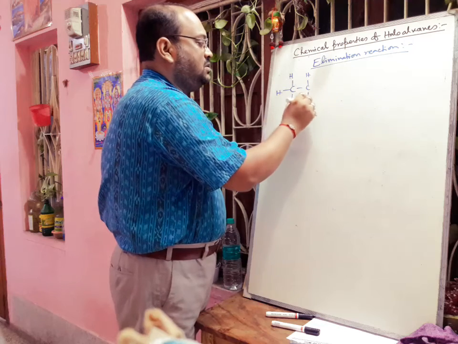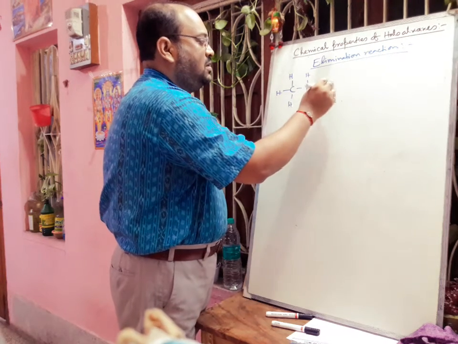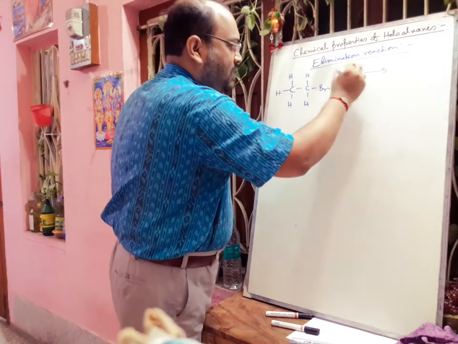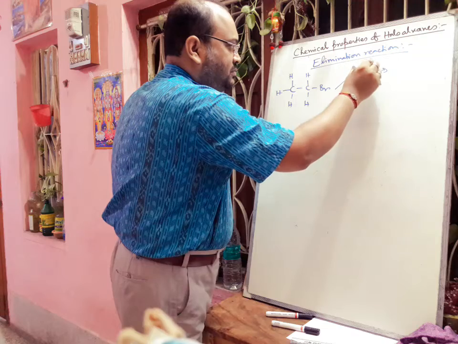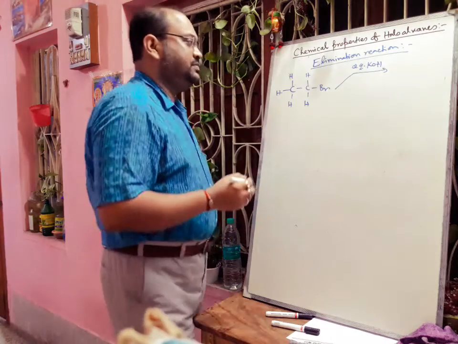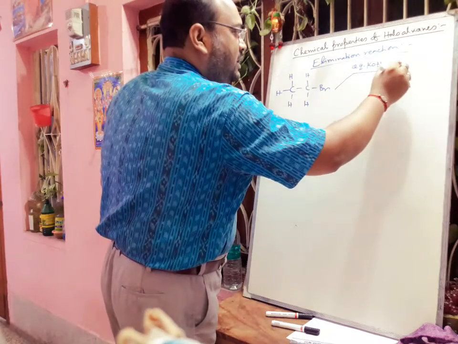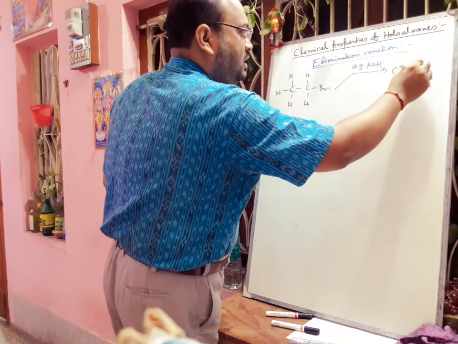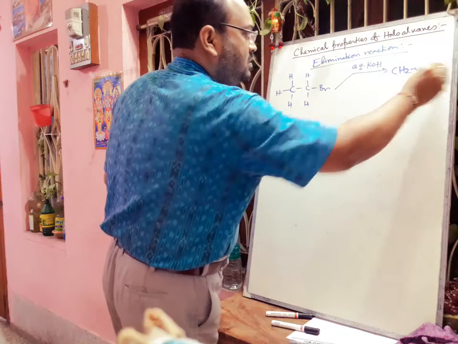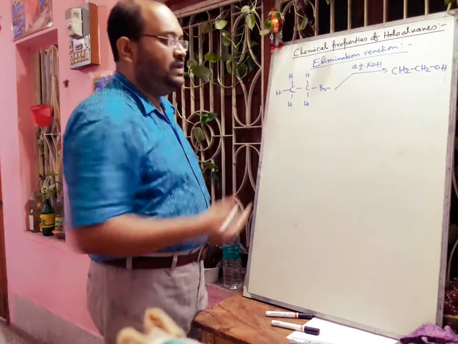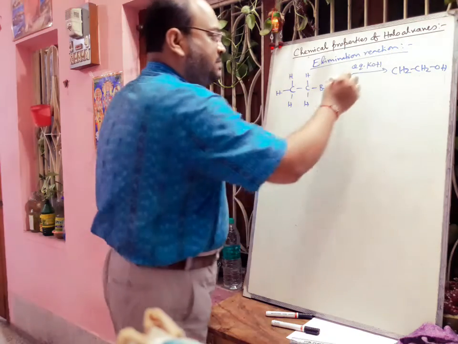This one is ethyl bromide. Now whenever we are giving aqueous KOH, then we are getting ethyl alcohol or ethanol. So the type of reaction here is a substitution reaction.